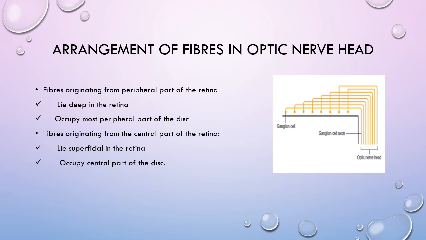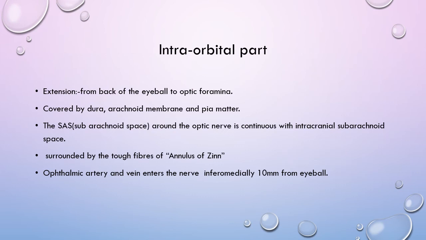Arrangement of fibers in the optic nerve head. Fibers arising from the peripheral part of the retina lie deep in the retina, and they occupy the most peripheral part of the disc. Fibers originating from the central part of the retina lie superficial in the retina, and they occupy the central part of the disc.